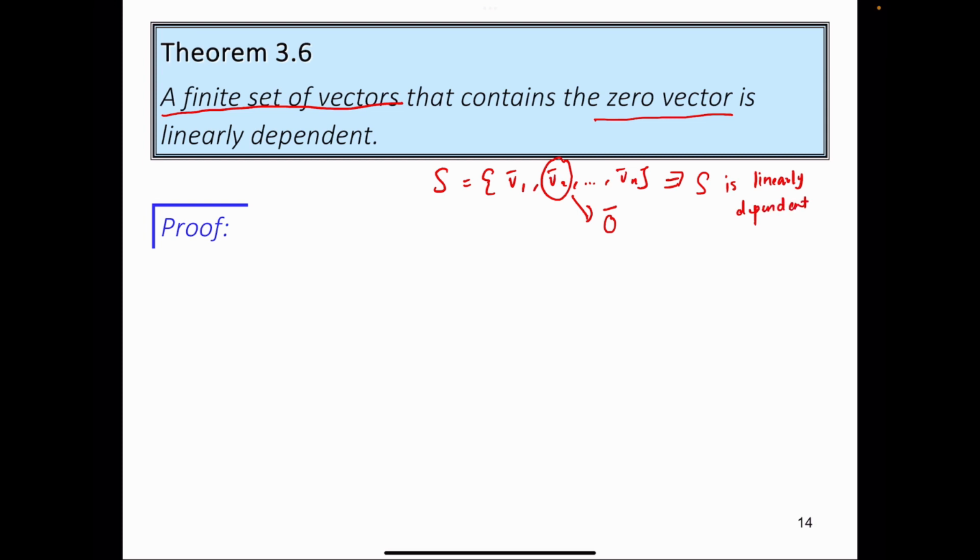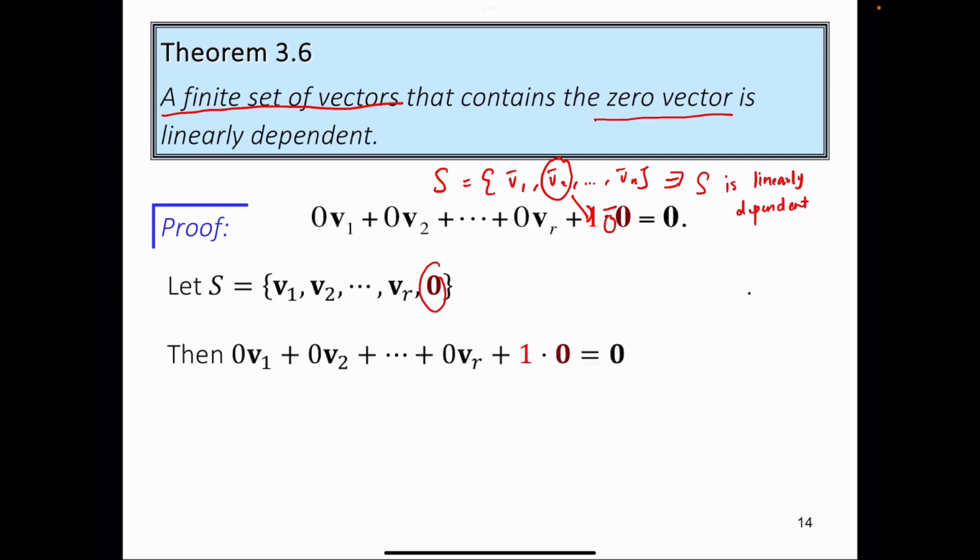Alright, so let's see the proof. We start by letting S be a set with finitely many vectors, and one of the vectors is the zero vector. Therefore, we write the zero vector as a linear combination of the other vectors.